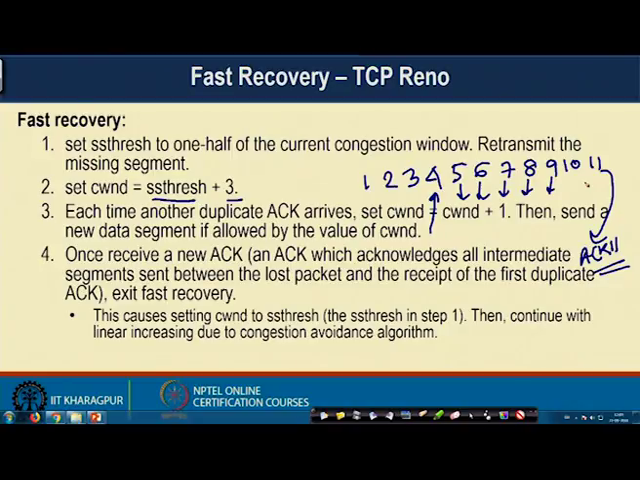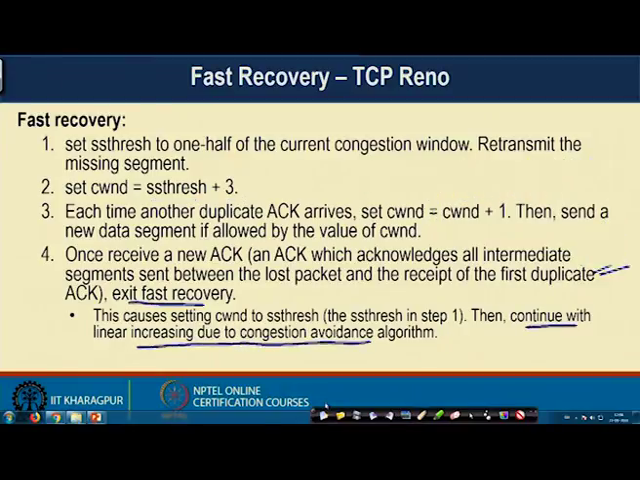So, at this stage you exit from fast recovery. This causes setting the congestion window to the slow start threshold, as we have done earlier, and continuing with the linear increase due to the congestion avoidance algorithm.